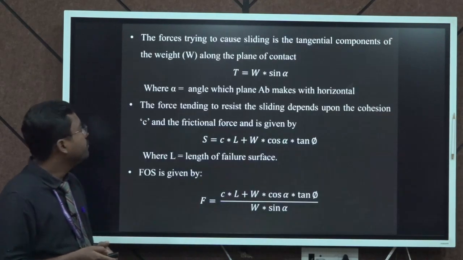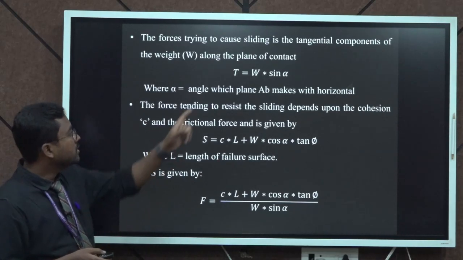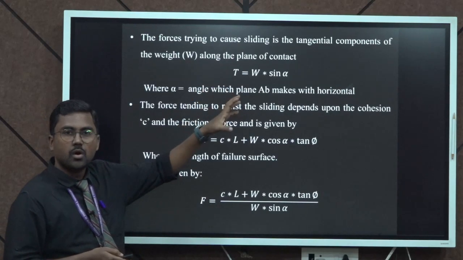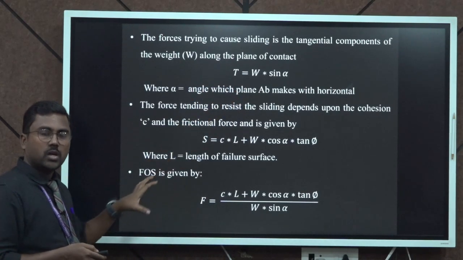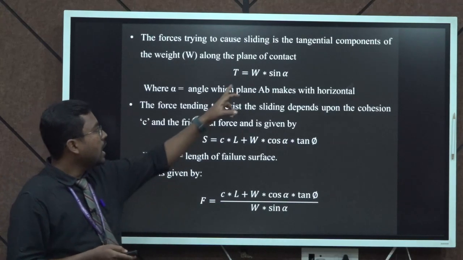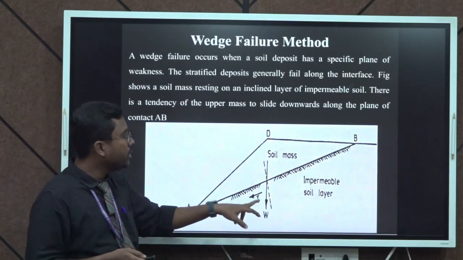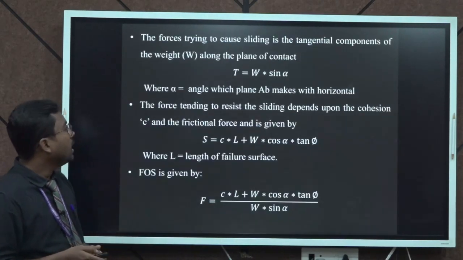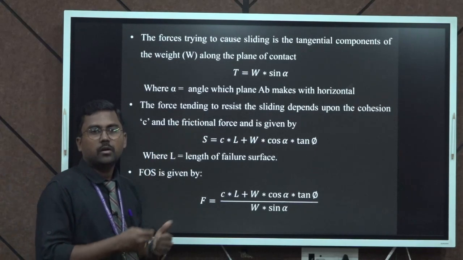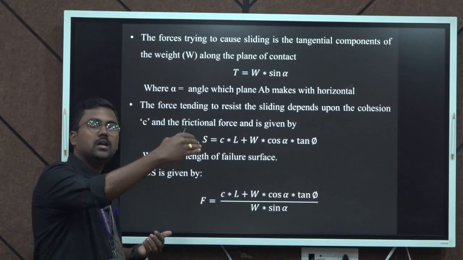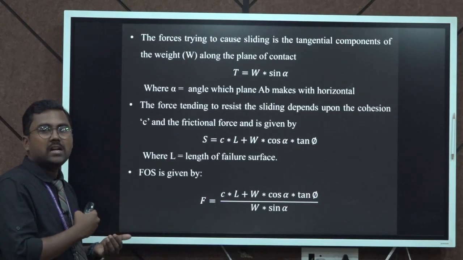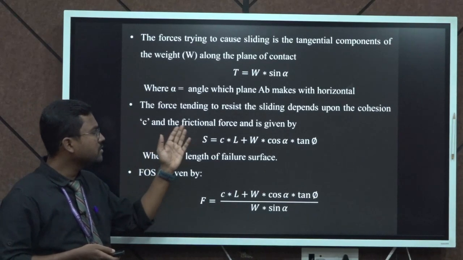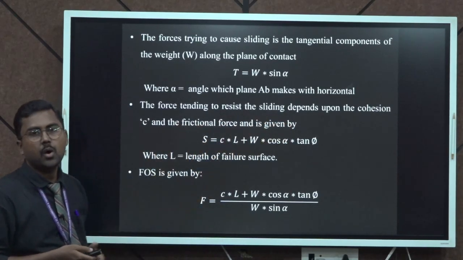Okay, this is the mobilized force, and that force is given as T equal to W into sin alpha. The T is the force acting in the downward direction that will cause a slope failure, W is the weight of that soil mass, and alpha is the angle with respect to the horizontal. And the force which causes the sliding of the soil mass is the mobilized force, and the force which resists that sliding is the resisting force, and that will be due to the cohesion and friction of the soil mass.